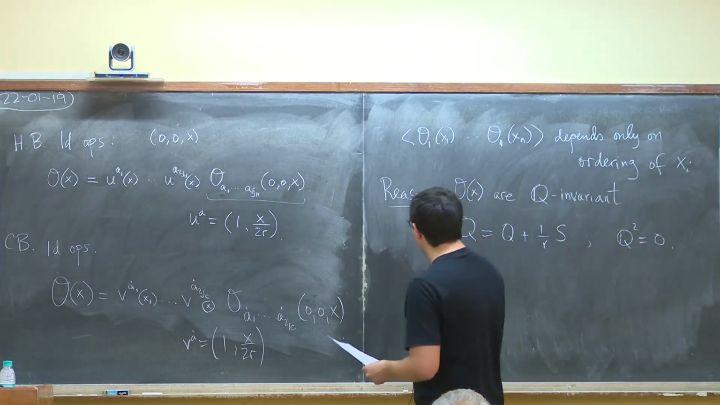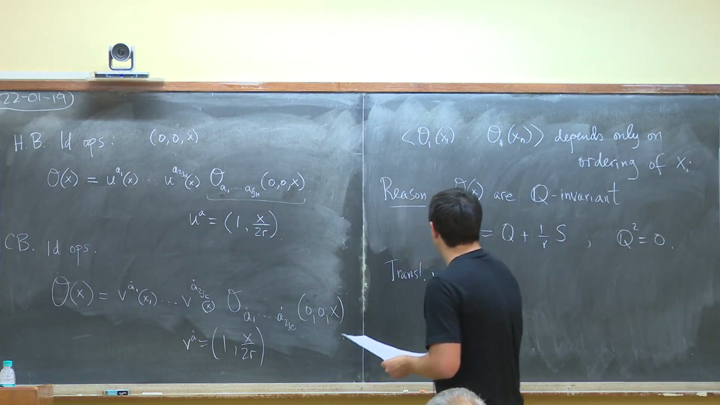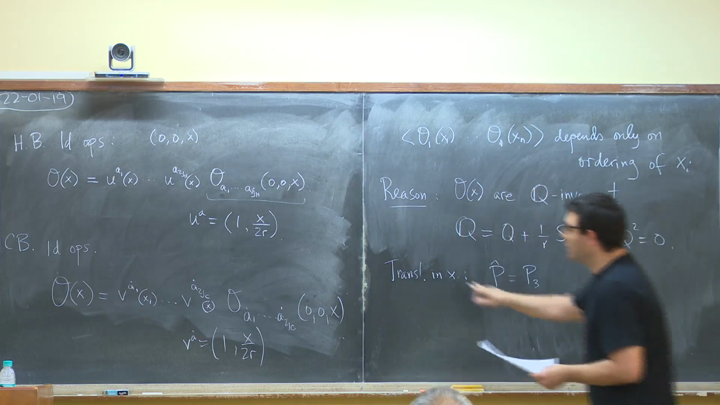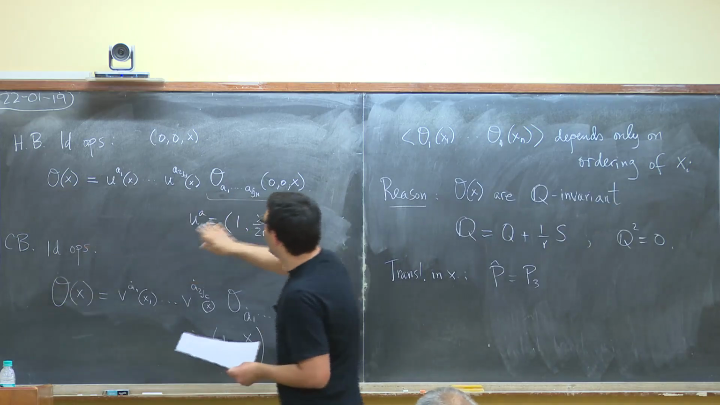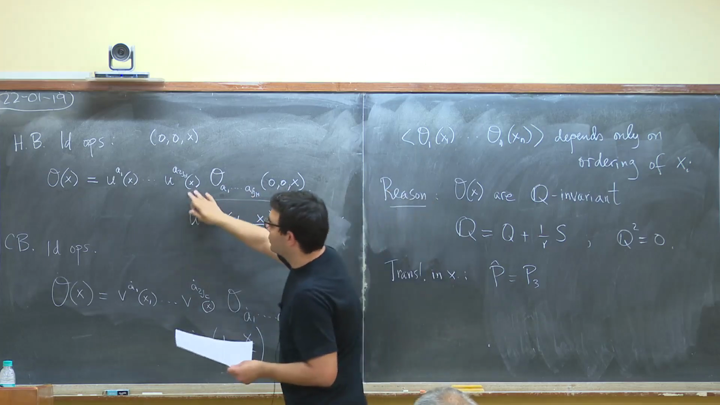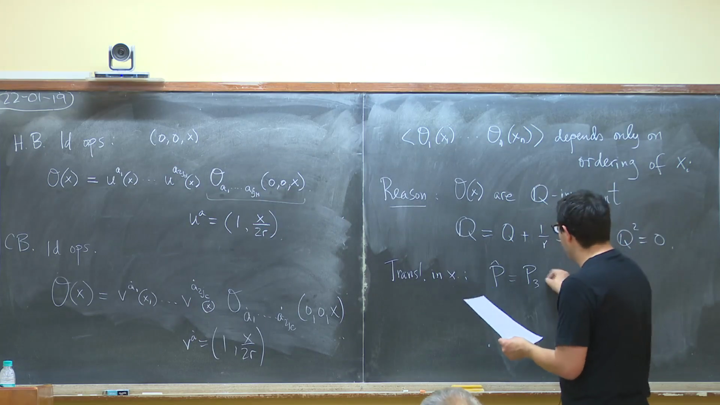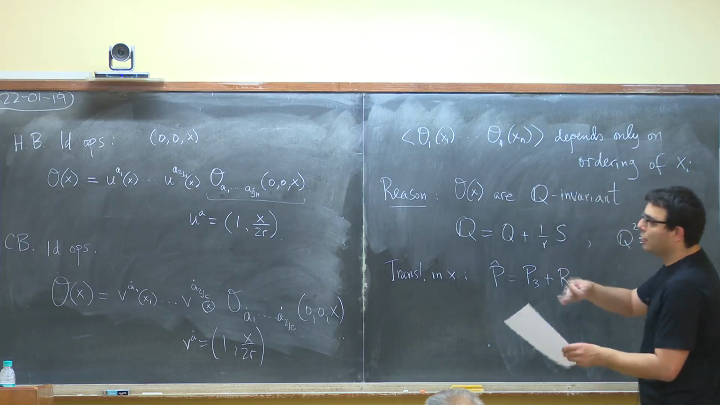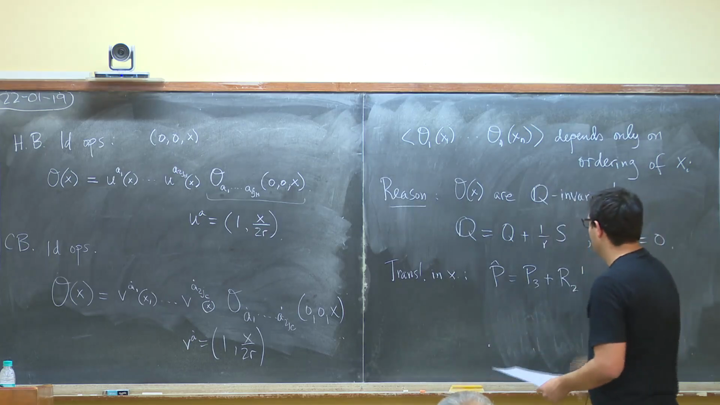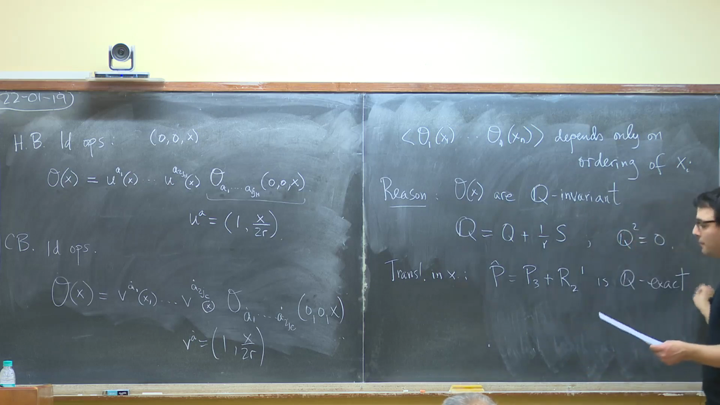And there's an important property, which is that translations in x, which I'll call P hat, these are the usual translations. So translations in x, in little x for little o, doesn't just mean that I'm translating this operator. I also have to change the polarizations. Therefore, the translation in x is the regular translation in the third direction plus an R symmetry rotation. As I'm translating, I'm changing the 1 indices into 2 indices. So this is Q exact. So this is Q of something.